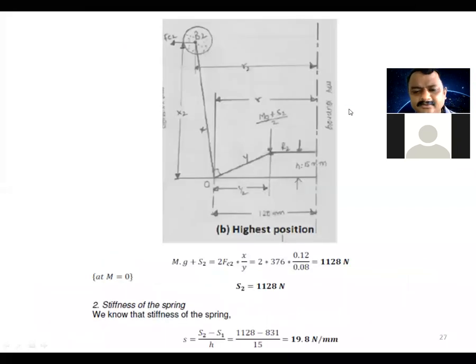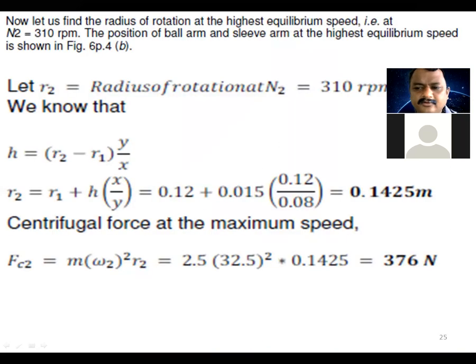Then the second position, at the highest position, at N2 or omega 2, what do we have again? Fc2 is present here. So here the radius of rotation is not the same, 120 millimeter is not the same. This is now a fixed radius of rotation. R2 is more, we have found out R2. R2 was equal to how much? Can you just check if you are writing it down? What is R2 we have found out? 0.1425 meter. 0.1425 meter is our radius of rotation.